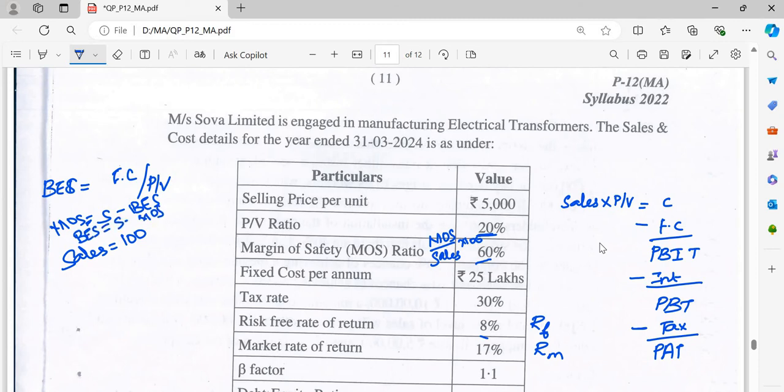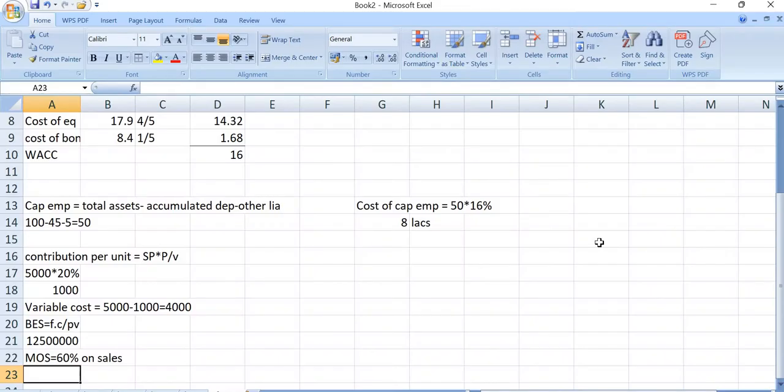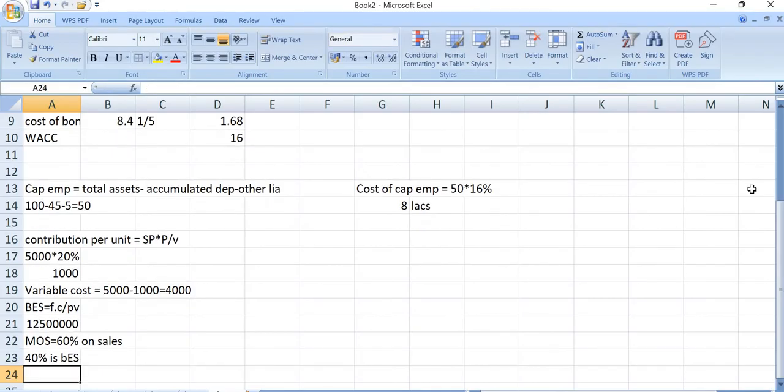Here margin of safety is 60 percent, so my break even sales will be 40 percent. I hope this point is clear. So this 1 crore 25 lakhs is for 40 percent. 40 percent is break even sales, right? So this is equal to 1 crore 25 lakhs.